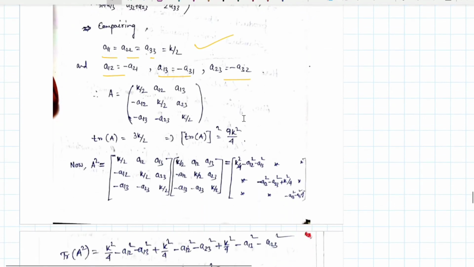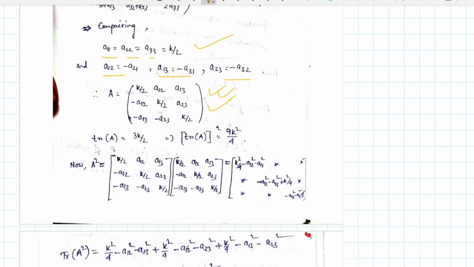This is clearly a skew symmetric matrix, I think, yes. So this is the given matrix, which defines A. By applying the conditions given in the question, we get the form of the matrix A. So A takes this form.